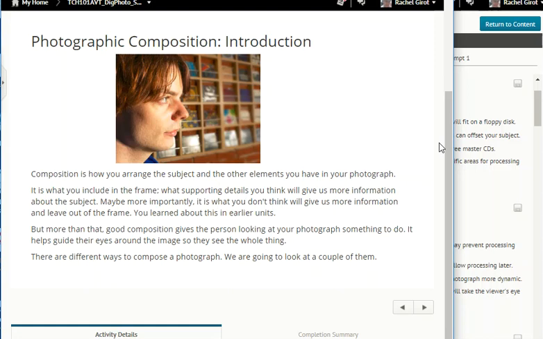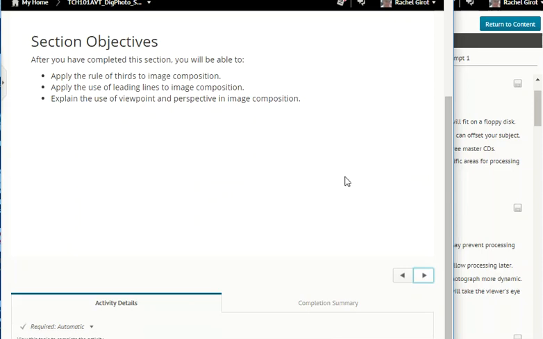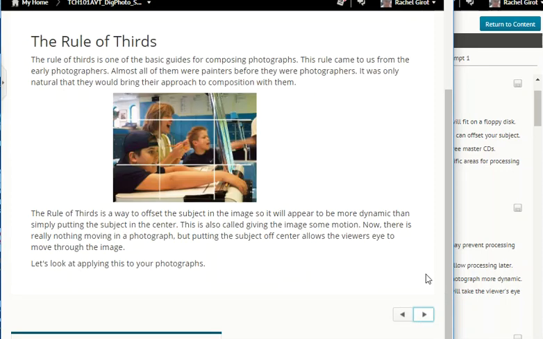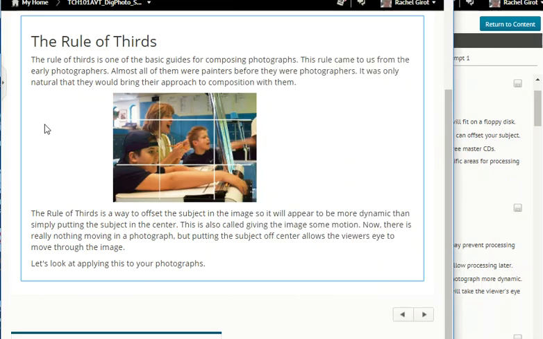There are different ways to compose a photograph. We're going to look at a couple of them. Apply the rule of thirds to image composition. Apply the use of leading lines to image composition. Explain the use of viewpoint and perspective in image composition. Those are our objectives. The rule of thirds. Ooh, I know we're going to be finding out what this is, and that was our first question.